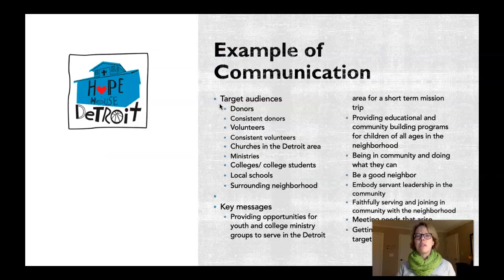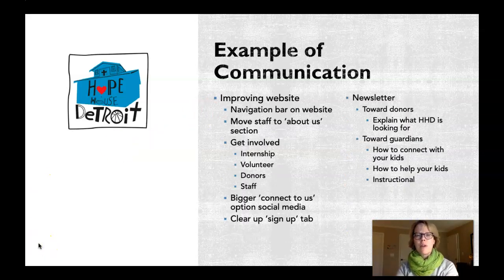Okay, so examples of communication for Hope House Detroit. You can see that we talked about who our target audiences are. And let me pause for a second. I had the wrong content on the previous slide, so I have fixed that. But examples of communication from Hope House Detroit, we decided that we needed to improve their website. They didn't have a navigation bar. We needed to have a better one. We wanted to move the staff to the About Us section and have a Get Involved section, things like that. And so these are the actual tactics.